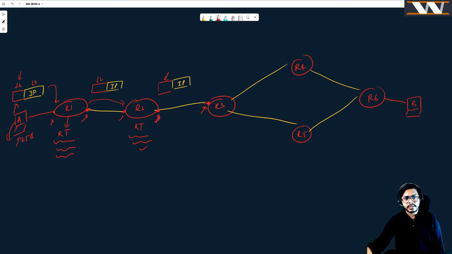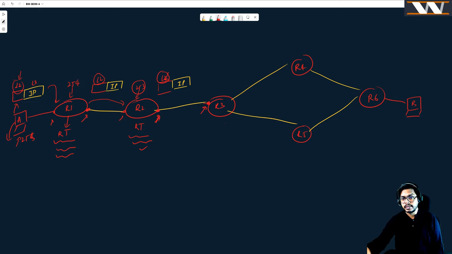So just try to understand, hop by hop, the IP packet is going to remain the same, but the L2 header is going to be rewritten or changed, right? After consulting the routing table. Now, these routers are again decreasing the TTL value by one. So suppose at A it was 255, here it is going to be 254, here it is going to be 253. What is going to happen at router 3?